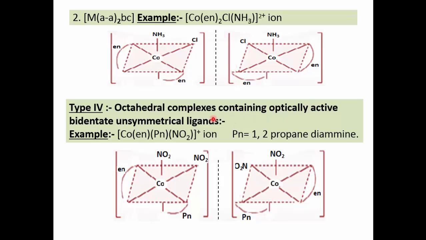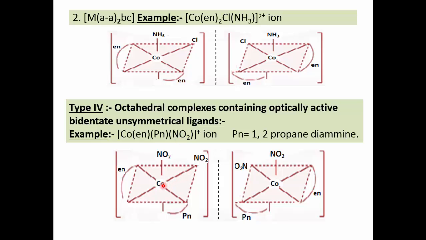Then see the last type of octahedral complexes which show optical activity, type 4, octahedral complexes containing optically active bidentate unsymmetrical ligands. So listen carefully, this bidentate ligand is of the unsymmetrical type, that means the donor atoms are different. Here see, this is an ethylene diamine molecule, this is 1,2-propane diamine, PN. The two donor atoms are different in this case, NO2. Okay, so different ligands are attached to cobalt.